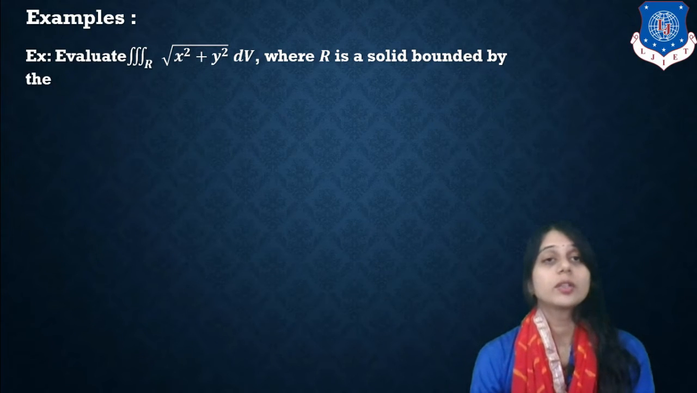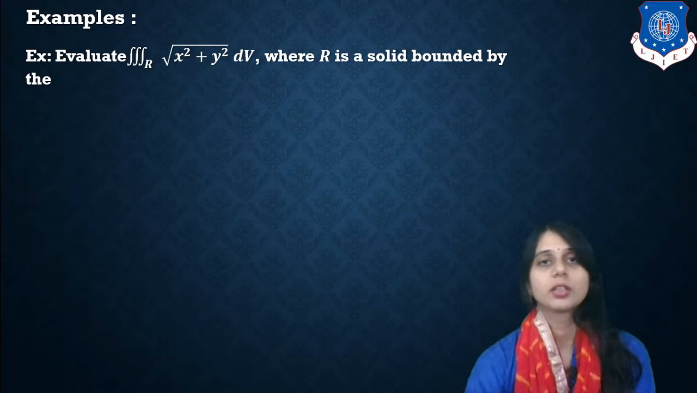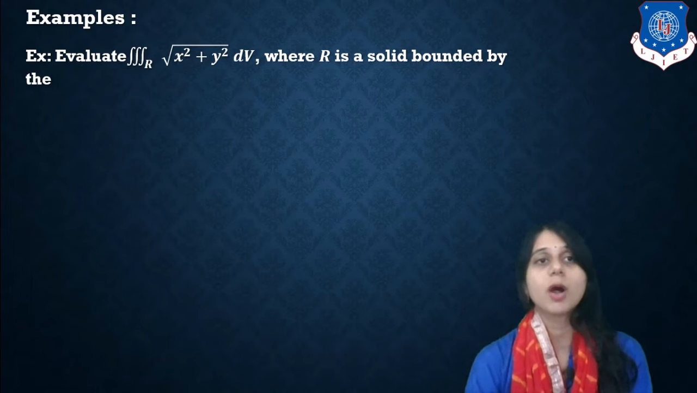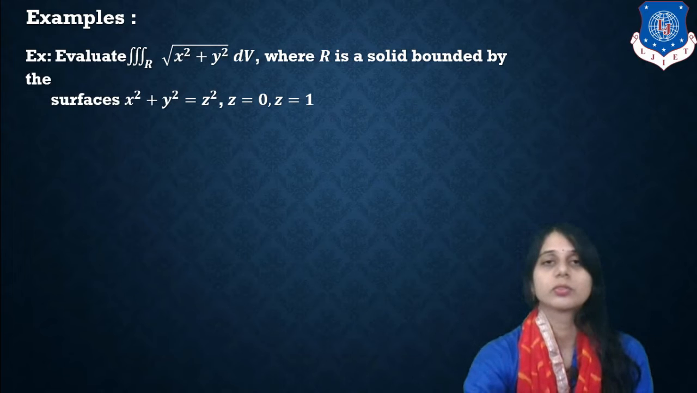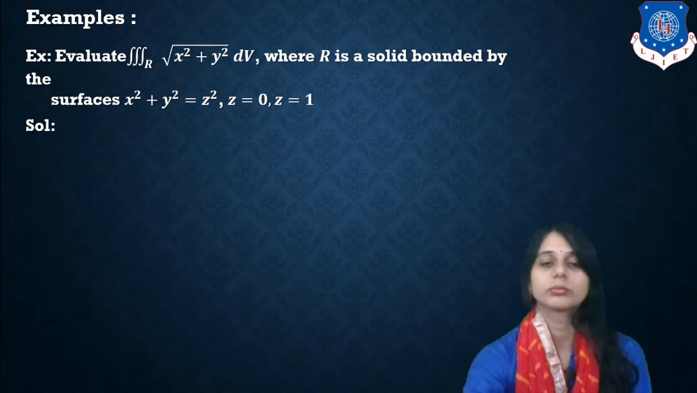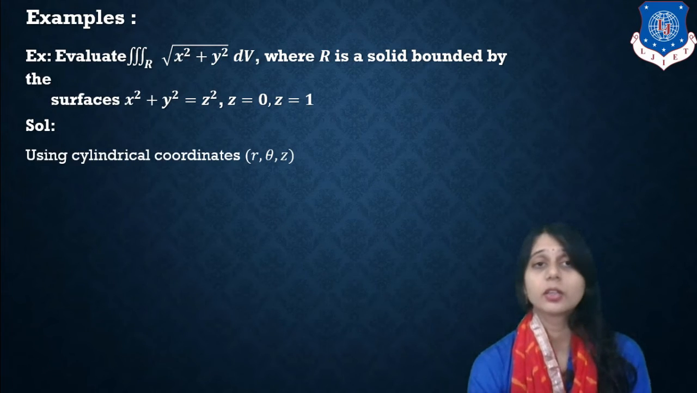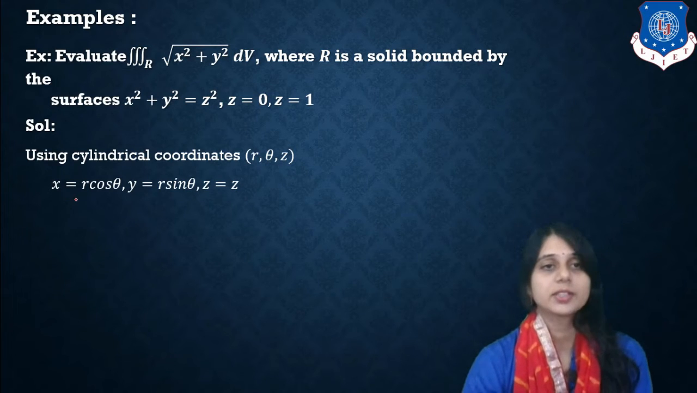Now evaluate the triple integral of the square root of x squared plus y squared dV, where R is the solid bounded by the surface x squared plus y squared equals z squared, z equals 0, z equals 1, using cylindrical coordinates r, theta, z. What is x? x is r cos theta, y is r sin theta, z equals z.